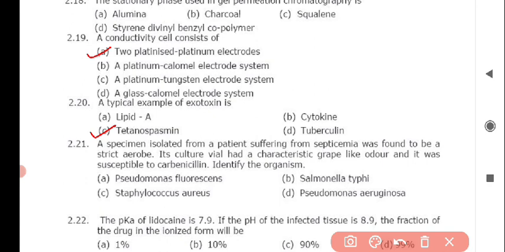So the next question is, a specimen isolated from a patient suffering from septicemia was found to be a strict aerobe, with a characteristic grape-like odor, and it was susceptible to carbenicillin. Identify the organism. For this question the correct answer is option D, that is Pseudomonas aeruginosa.